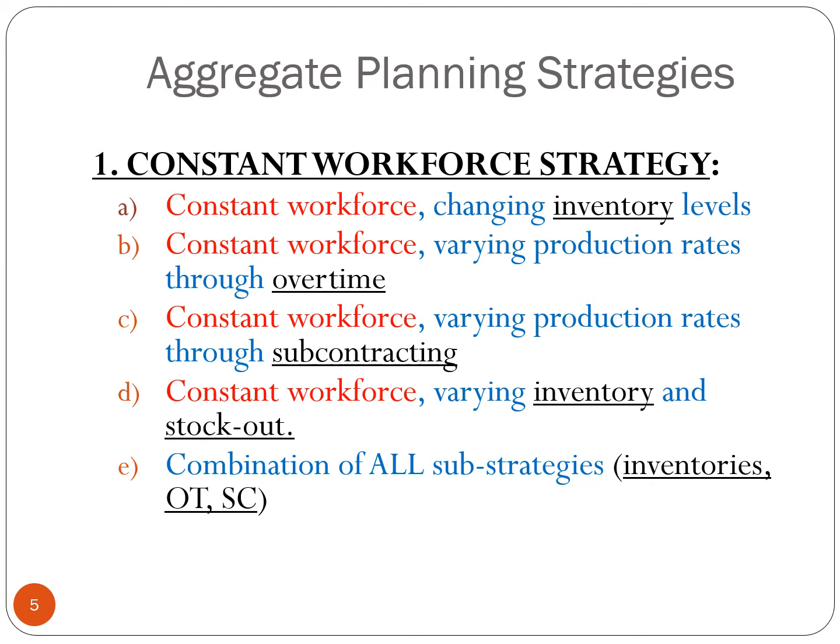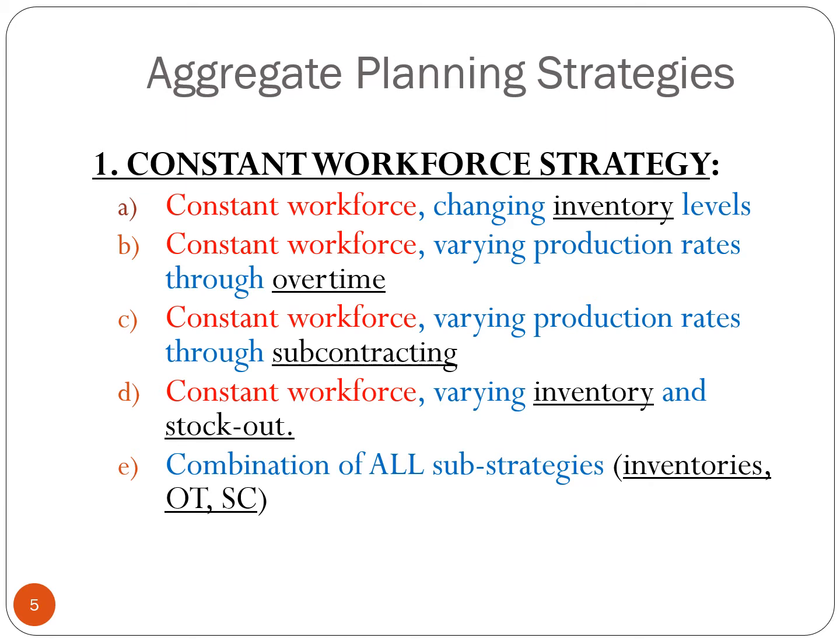Okay, the second one is constant workforce strategy, that is using the same number of workers every month, varying production rates through overtime. So you need to understand what is overtime. So overtime is where the workers work extra time in order to produce the output because there is high demand from customers. So overtime is needed for the workers to produce more.